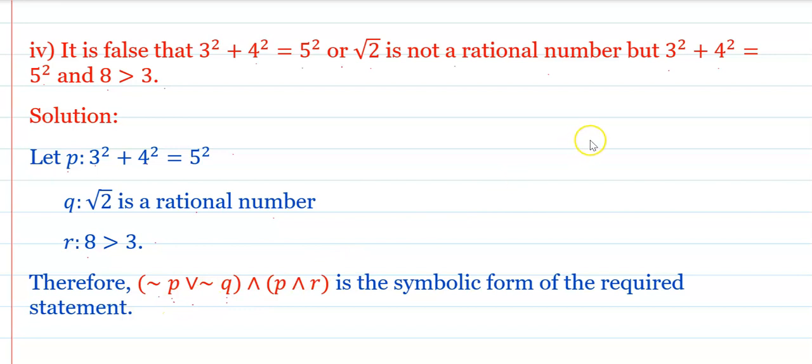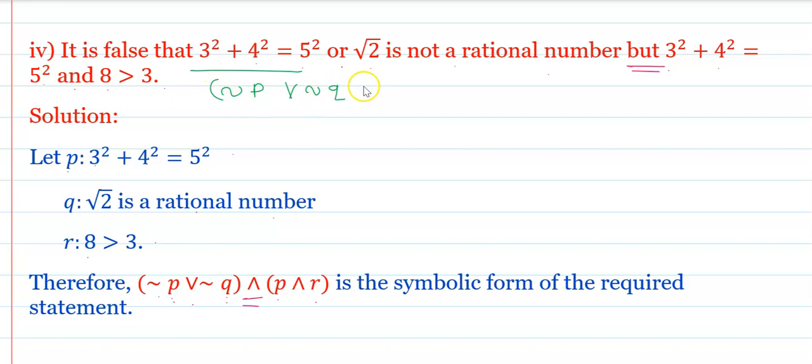Okay, then there is but, which means what? And, we will join here. 3 square plus 4 square equals 5 square. Okay, again and 8 is greater than 3 means what? Here R is the symbolic form of the compound statement. Again I will repeat here. The first is here, see this, negation of P, okay, or negation of Q.